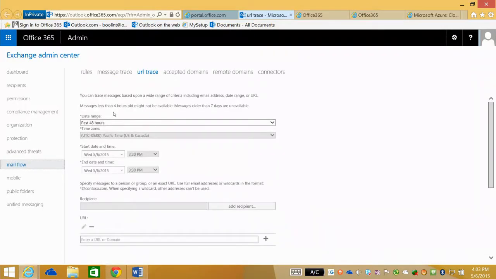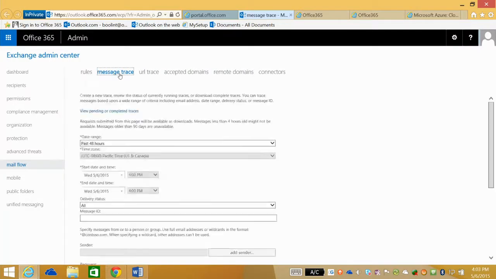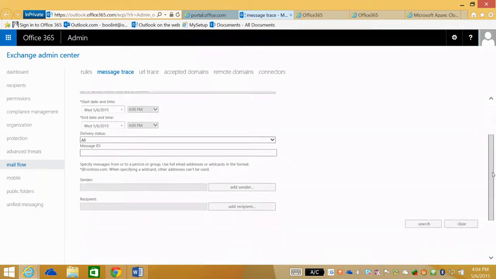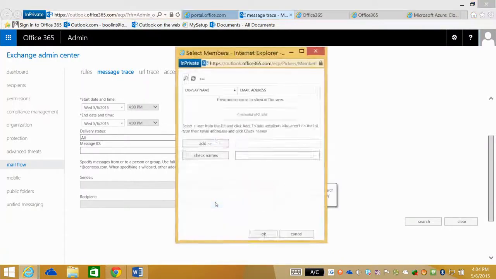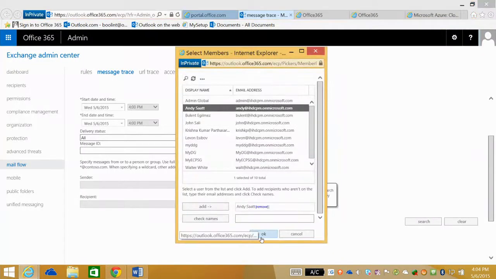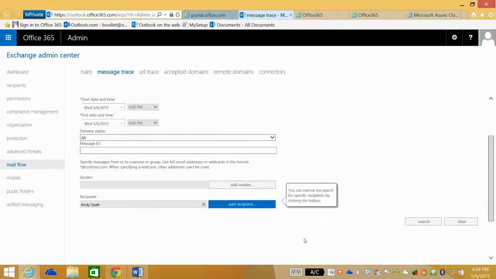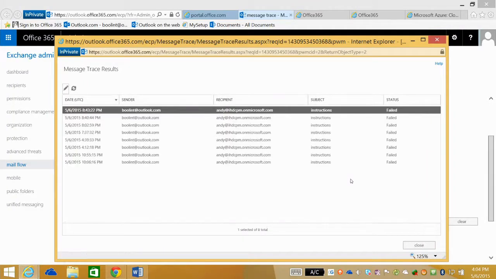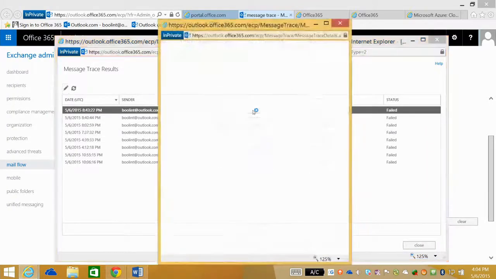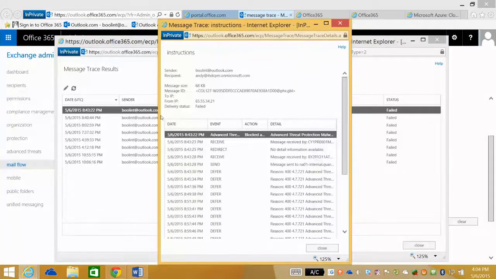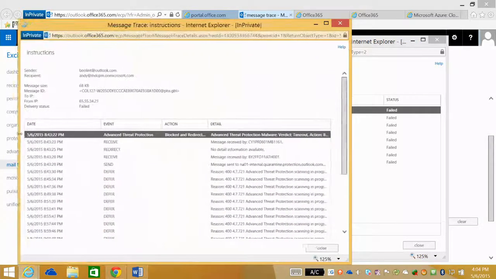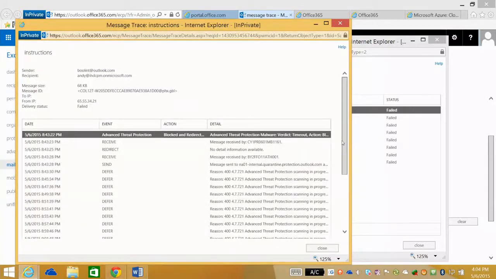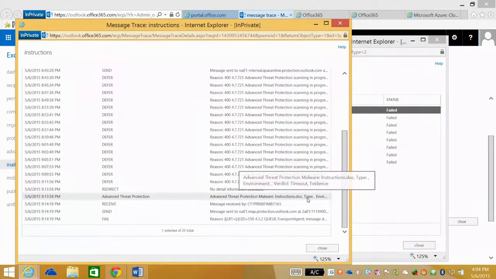The last thing that I want to show here before I show the mailbox is message trace. Again, message trace is available for 7 days in real time, and it's enhanced with ATP features. So in this case, I'm just going to pick Andy. And then do a quick search. And here are the emails that basically say failed, which means that we didn't deliver to him because it was blocked by advanced threat protection and redirected per his policy.